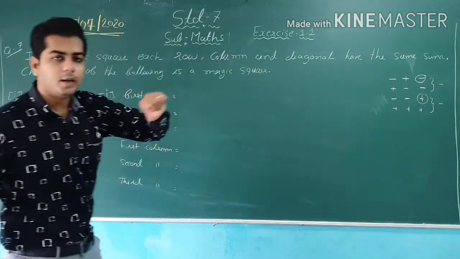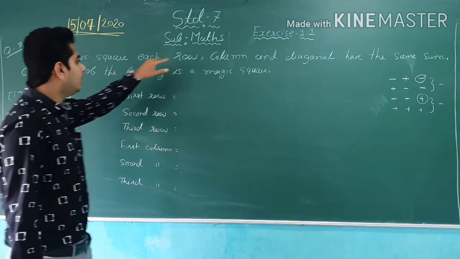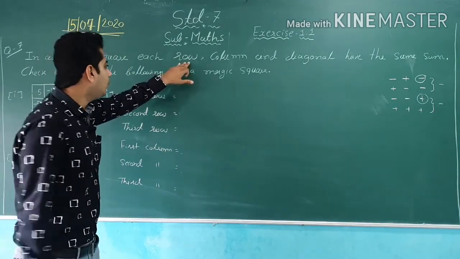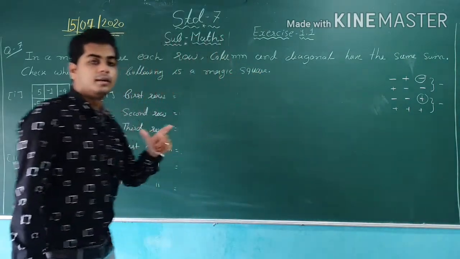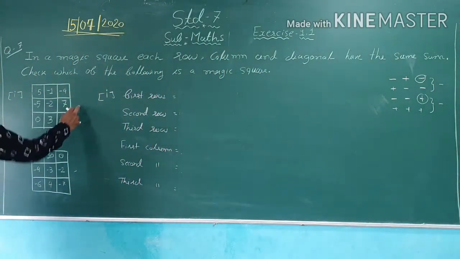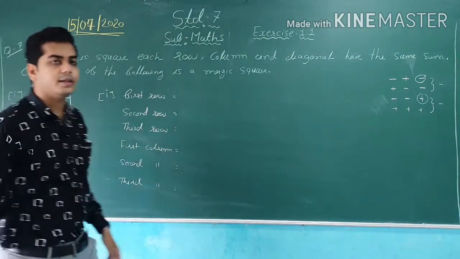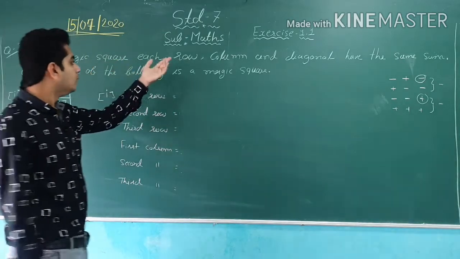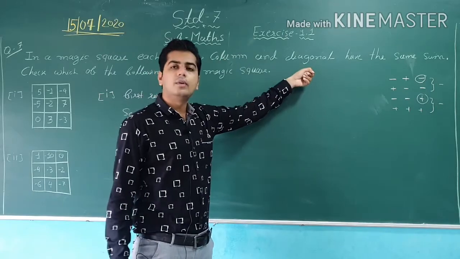अब क्वेश्चन में क्या बोला गया है, यहाँ पे दो स्क्वायर दिए हैं, उसमें नंबर्स दिए हुए हैं और बोला गया है कि कोई भी एक मैजिक स्क्वायर है और जो मैजिक स्क्वायर है उसकी रो, कॉलम और डायगोनल का सम सेम होता है. सो इन दोनों में से कौन सा वो मैजिक स्क्वायर है, दैट वी हैव टू फाइंड आउट. सो हाउ कैन वी फाइंड आउट दैट मैजिक स्क्वायर? फॉर दैट वी हैव टू परफॉर्म the addition of row, addition of column and addition of diagonal.